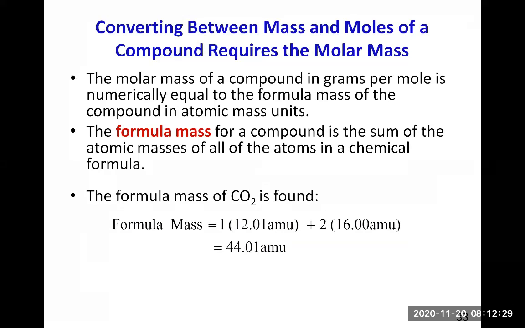You find this in the periodic table. It's those numbers that have decimals and that are typically below the symbol or below the name. So when you do 1 times 12.01 plus 2 times 16, that's a sum of 44.01. You add all of the contributions of each atom, and that's the mass for the whole formula. The formula mass is expressed in atomic mass units, but the molar mass will be the same number in grams per mole. So the molar mass of CO2 is 44.01 grams per mole. The numbers are the same, it's just the unit that is changed to grams per mole.